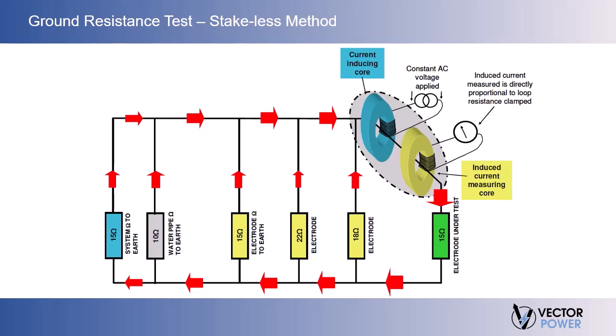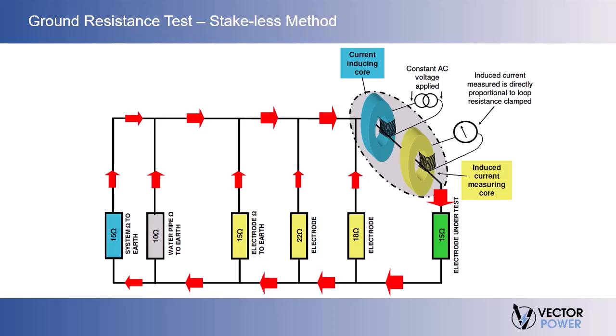Let's look at how the instrument works to understand this measurement technique better. Inside the clamp head, there are two clamps. One core induces a test current, and the other measures how much was induced. The input or primary voltage of the test current inducing core is kept constant, so the current induced into the test circuit is directly proportional to the loop resistance. The important thing to remember is that clamp-on earth testers effectively make loop resistance measurements. Therefore, stakeless measurements are loop measurements.